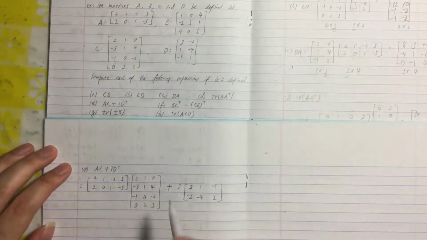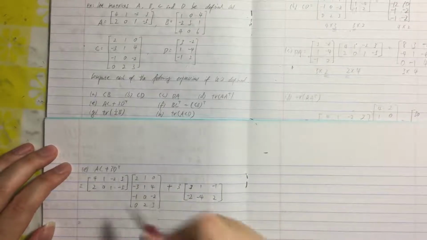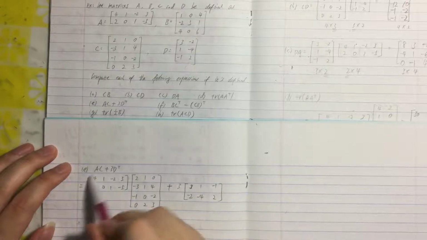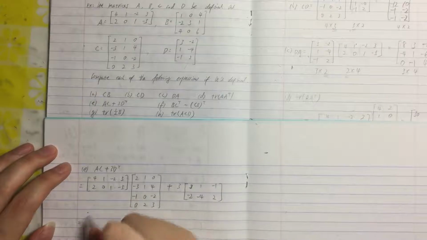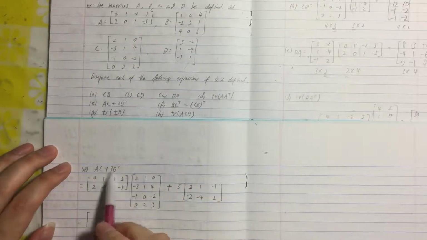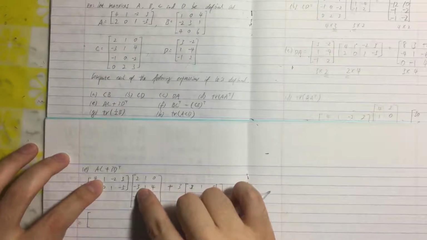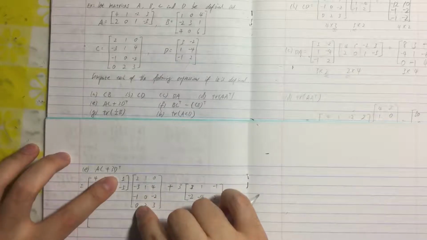Let's multiply the matrices first. When we multiply matrices, take row times column. We see the dimensions match here. Then let's multiply. First row times first column, that's 8. 8 plus negative 3 is 5. 5 plus 2 is 7. 7 plus 0 is 7.